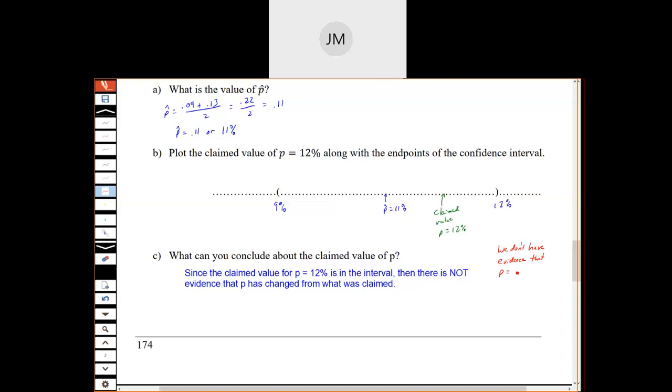So we don't have evidence that P equals 12% is wrong. So that is not the same as having evidence that they are right.